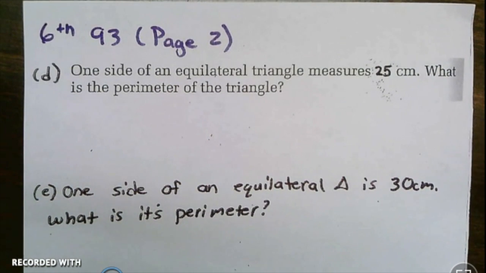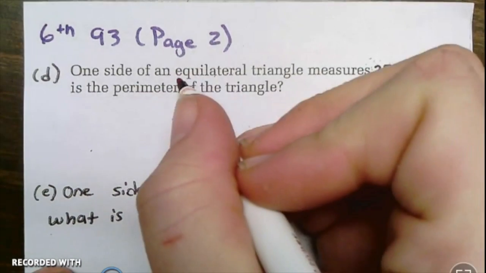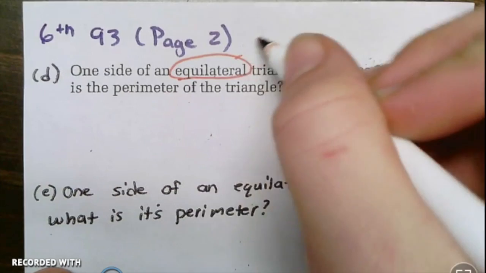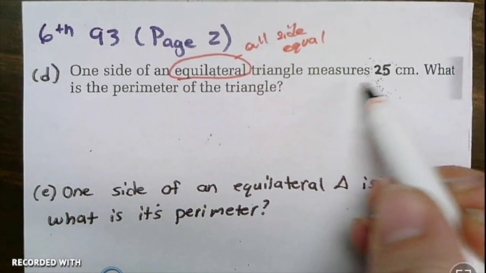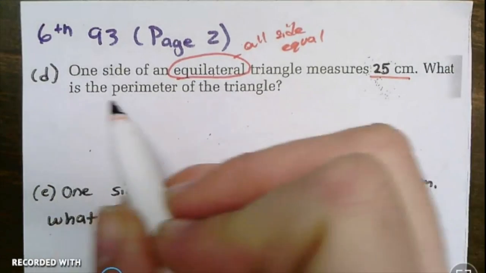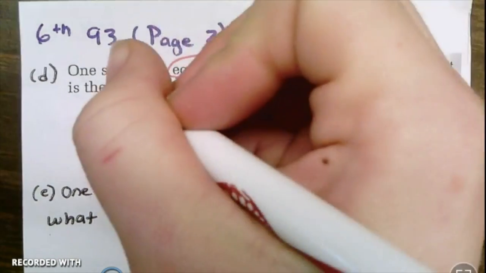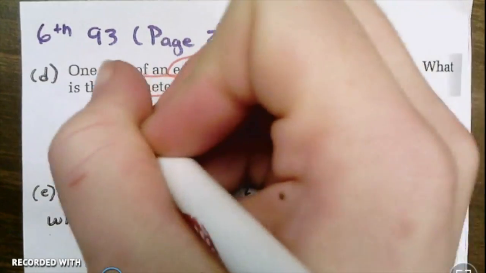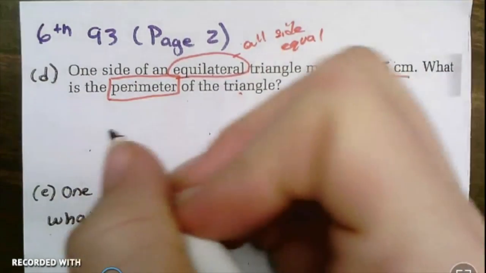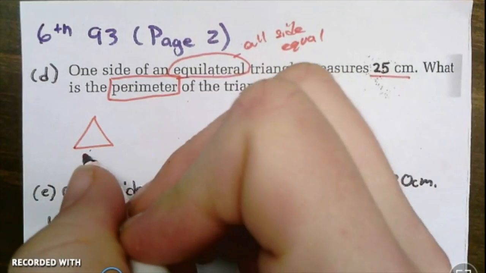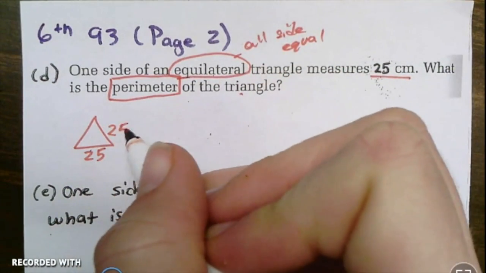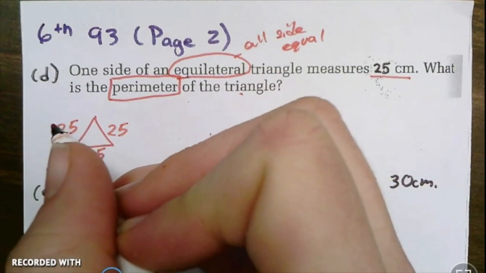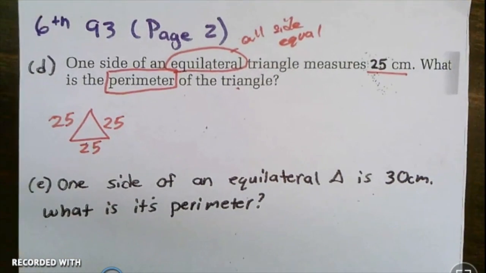Applying what we know. So this example says one side of an equilateral triangle. What does equilateral mean? All sides equal. Triangle measures 25 centimeters. What is the perimeter of the triangle? Well, remember, perimeter is the distance around. And so if I were to draw a little picture here, since it's equilateral, all the sides are going to be 25. So how do I find the perimeter?